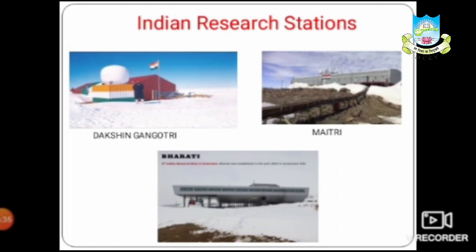The second was Maitri, which was set up in the year 1989. India has built a freshwater lake, Lake Priyadarshini, around Maitri. The third active research center, which is the most recent, Bharati, was set up in the year 2013.